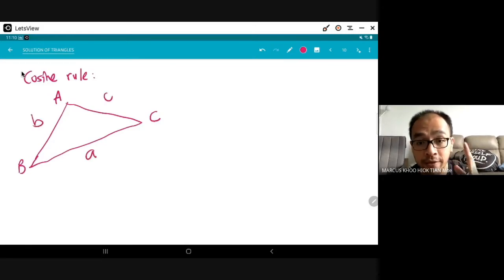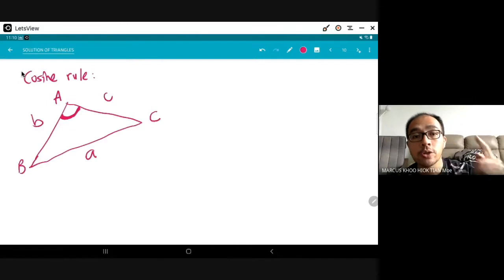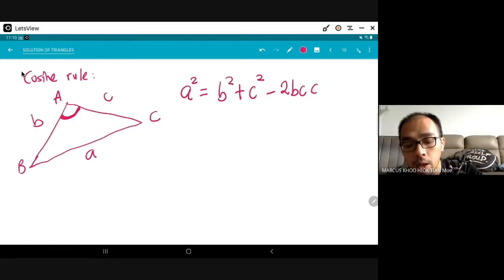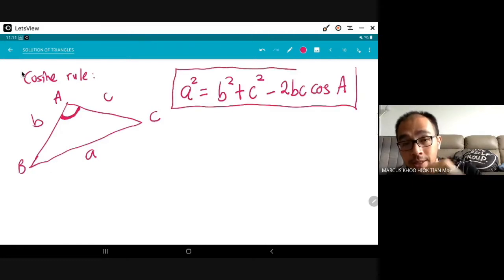Now, listen very carefully. Everything depends on the angle. Where is the angle? So let's say this is the angle I'm given, angle A. So the cosine rule says that side A squared equals B squared plus C squared minus 2 times B times C times cos of angle A. I only want you to remember one because the others are pretty much the same.